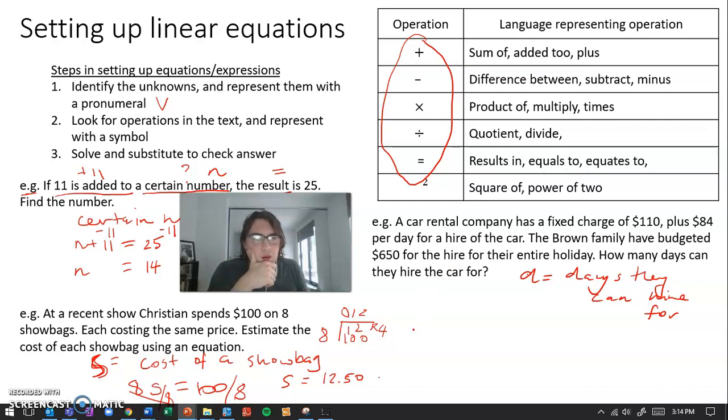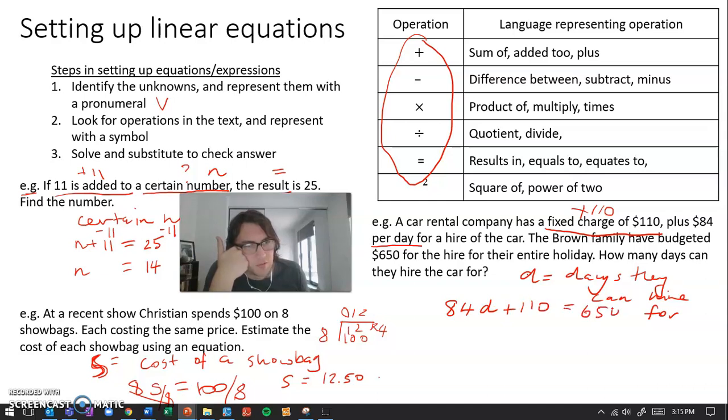I've identified my unknown. Now I'm going to look for some operations. There's a fixed charge of $110 plus $84 per day. Because I can see per day, I know that means it's going to be 84 times D. Each day I'm going to spend $84, and then a fixed charge of 110 means I'm going to have to add on $110 to my charge, and that's equal to $650.